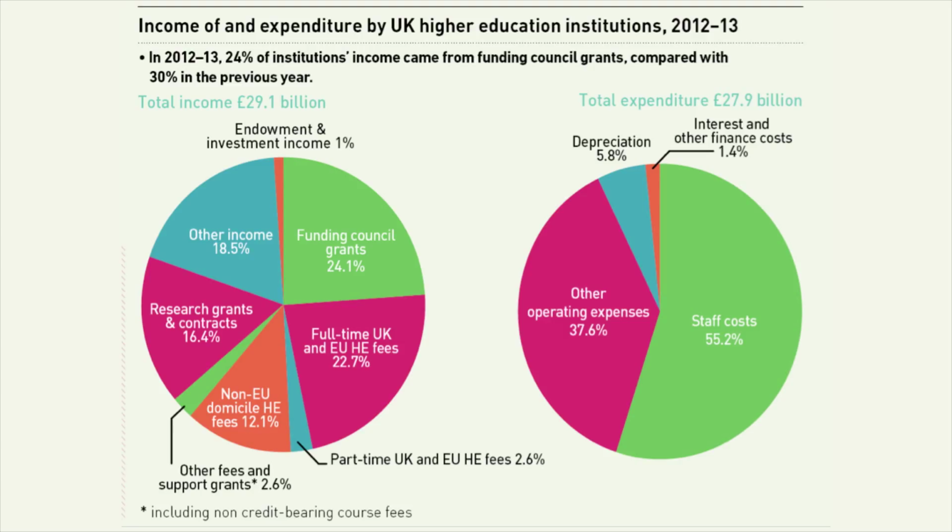Then in this bottom box down here, we have fees, which represents about 22% of university income. So this will be UK and EU fees. These will be the fees for undergraduate students, and this is supported by the loan book, which I'll talk about in more detail.